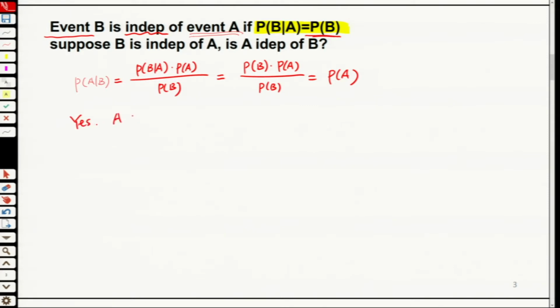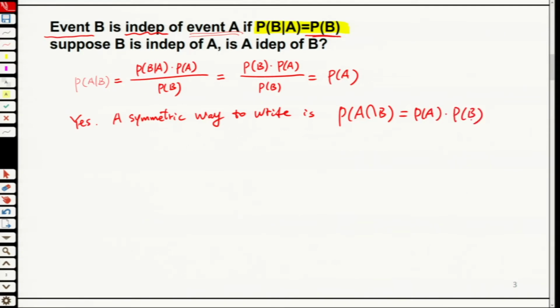Independence is symmetric. A symmetric way to write this is the probability of A intersect B equals the probability of A times the probability of B. So independence is a symmetric pairwise relationship.